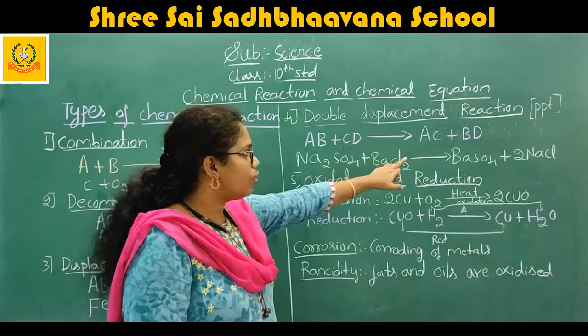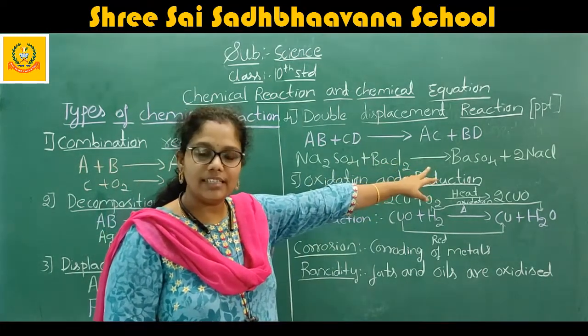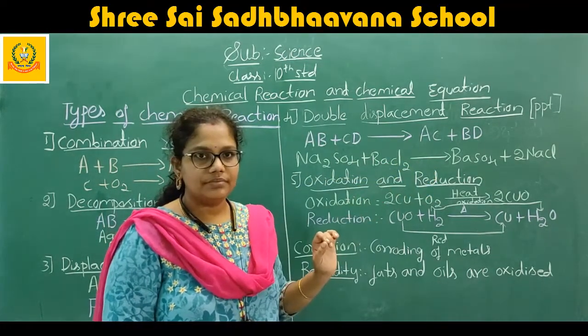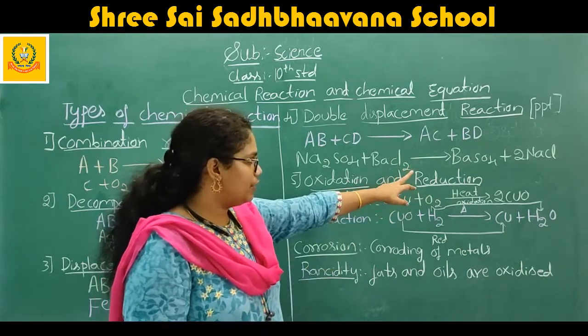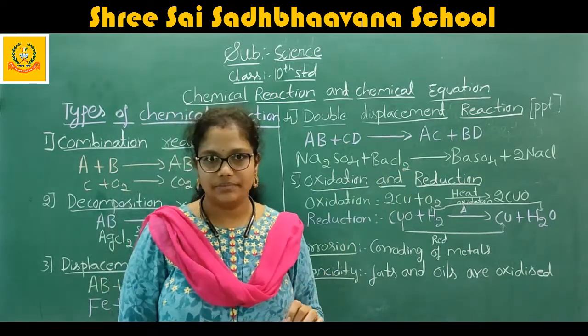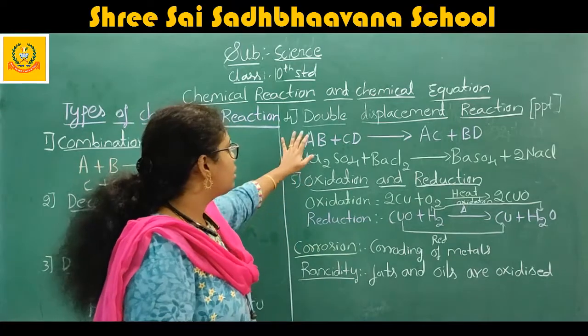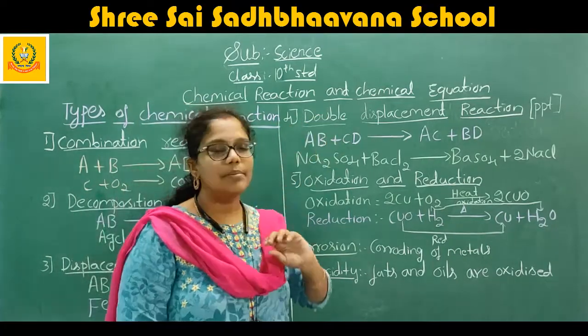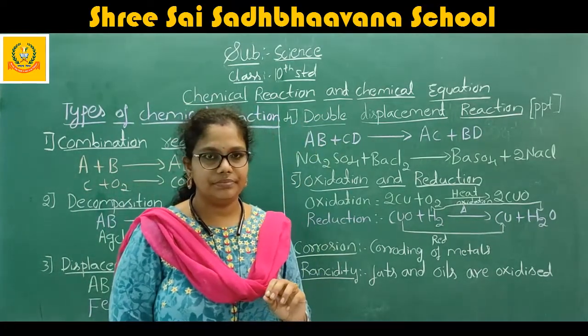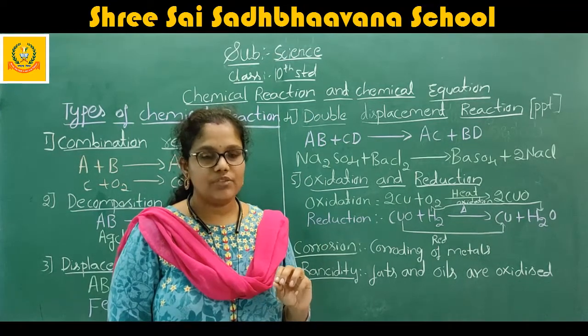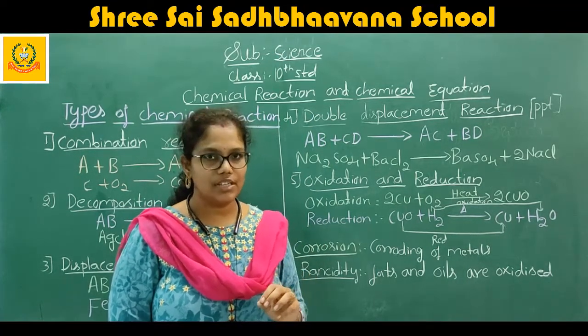Therefore, here the obtained barium sulfate is an insoluble solid. That's why we call this double displacement reaction a precipitation reaction.